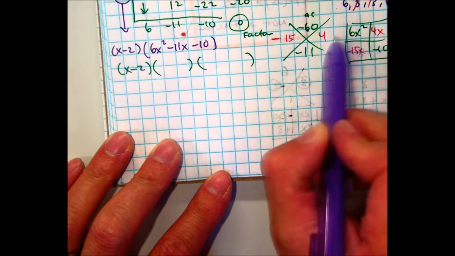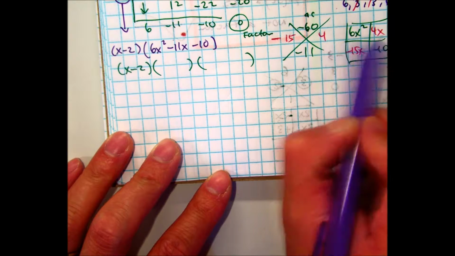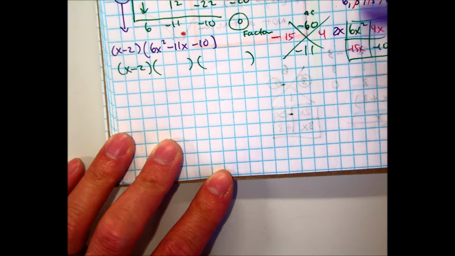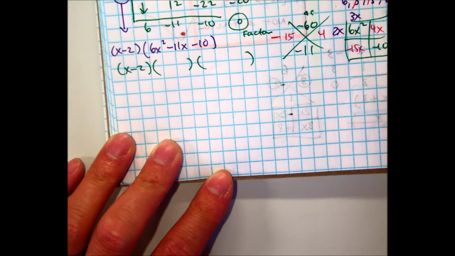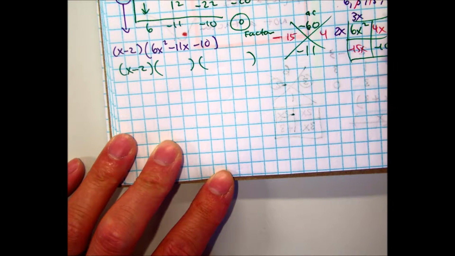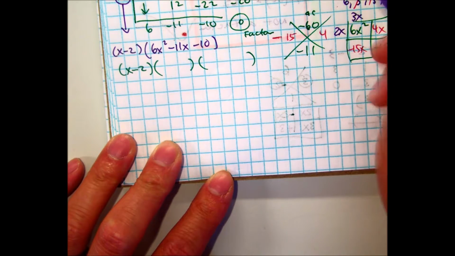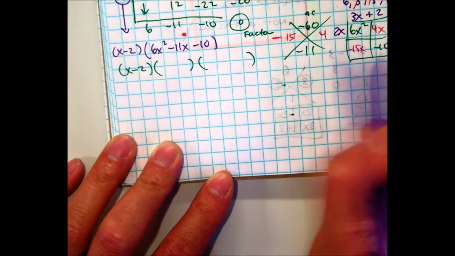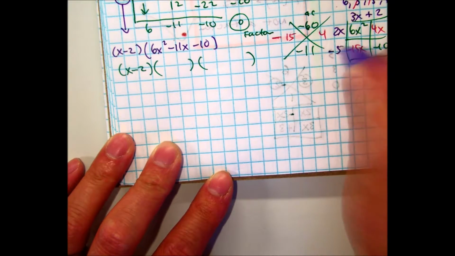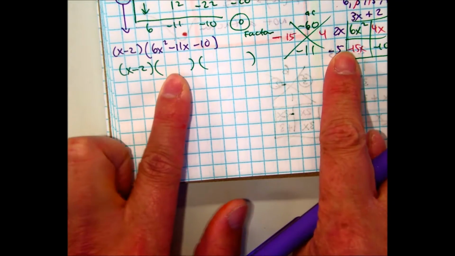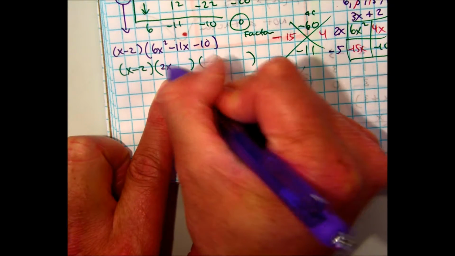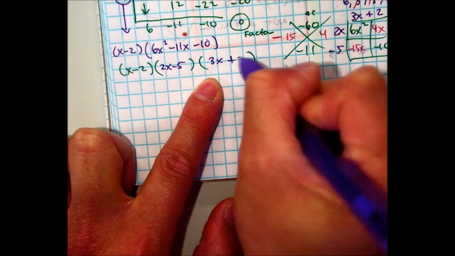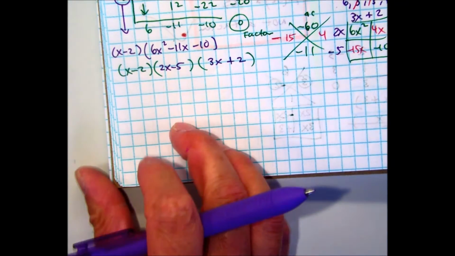Class, what's your GCF of this row? 2x. How about here? 3x. GCF here? That is 2. Positive. And this way? Negative 5. So now I can just write those. 2x minus 5. And 3x plus 2. Raise your hand if you got that.